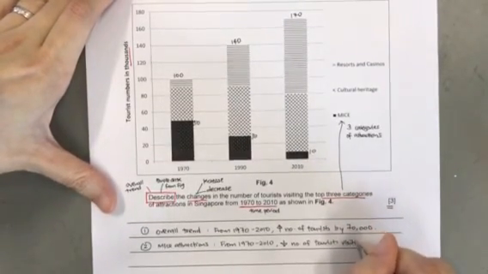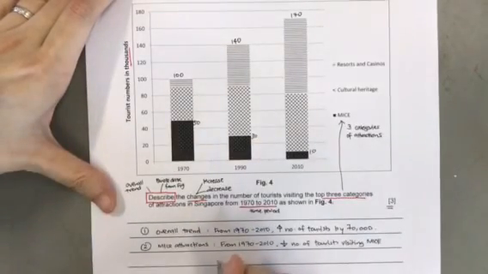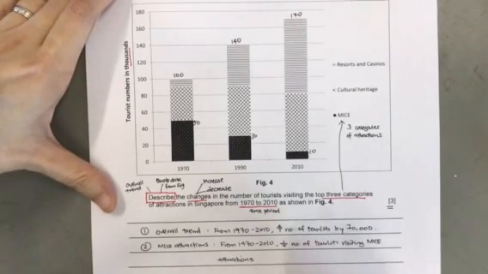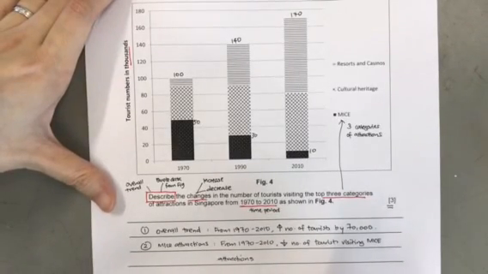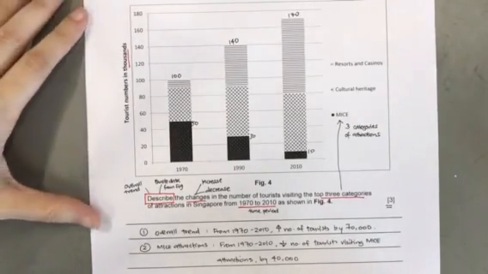visiting mice attractions. Okay, and the number of tourists that decrease is by 40,000. And that will be your second mark.